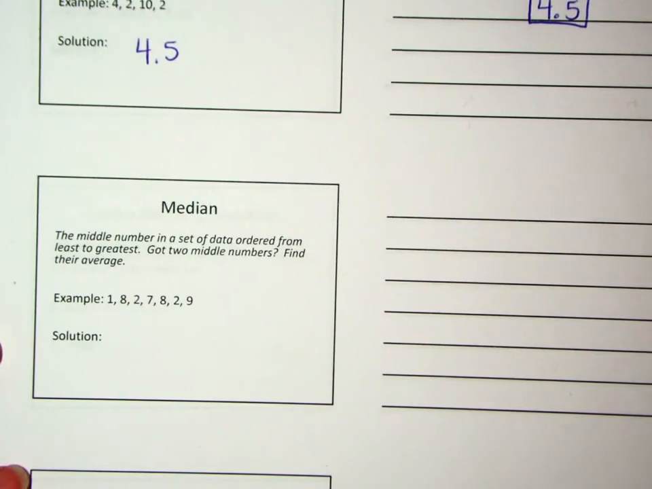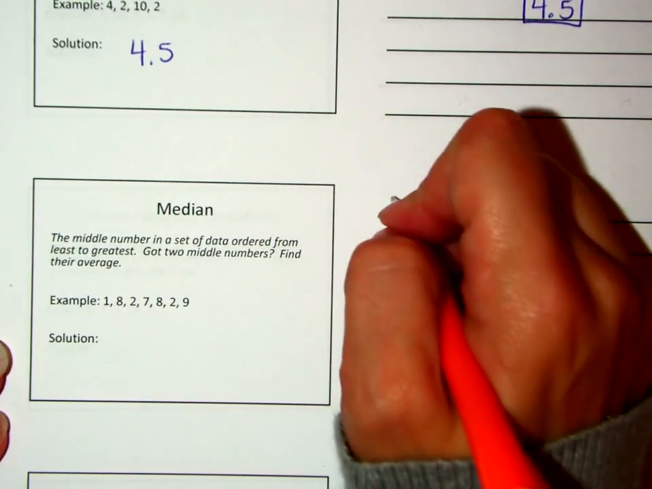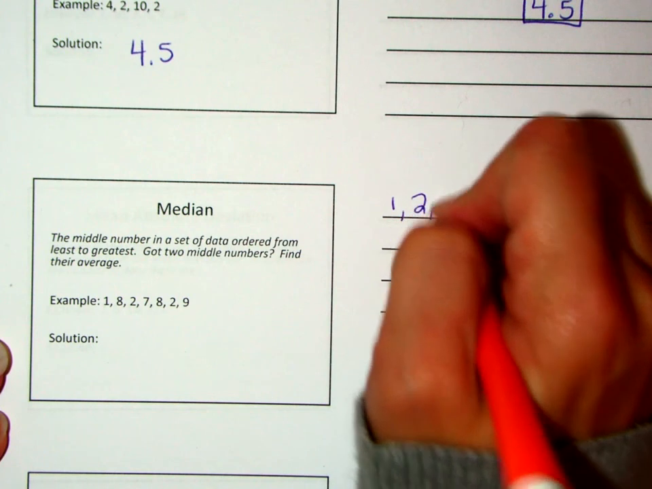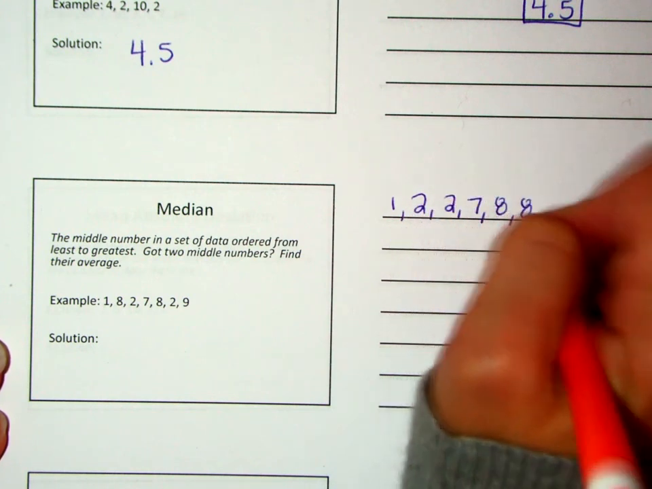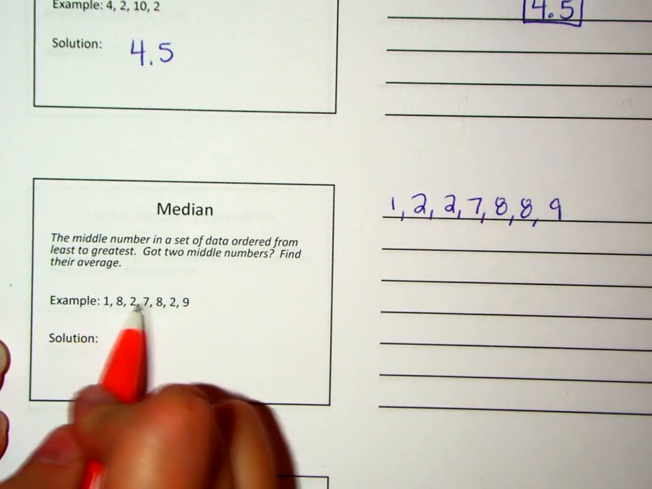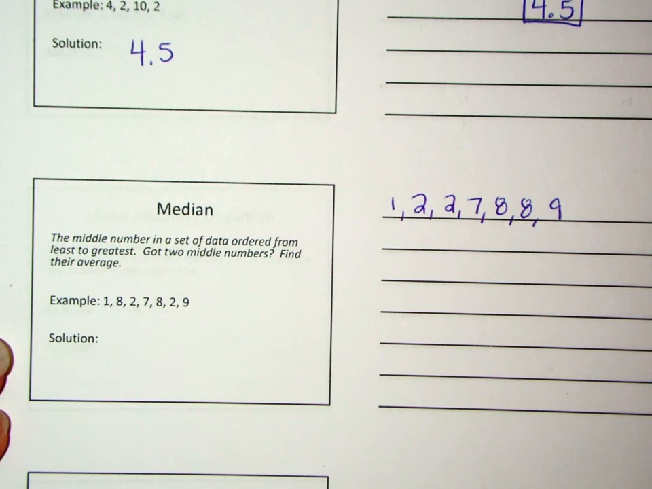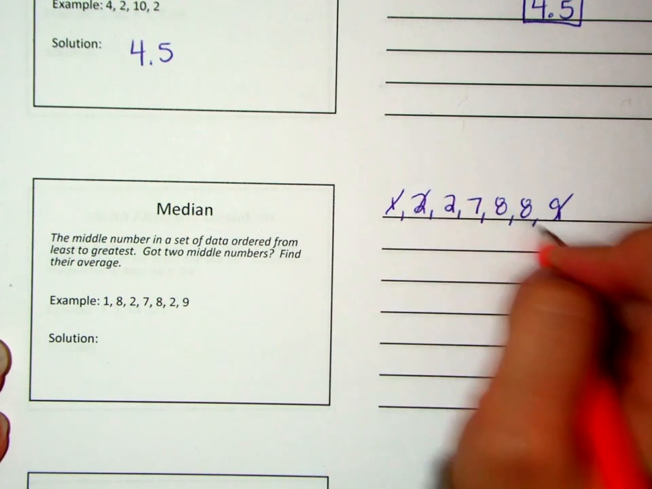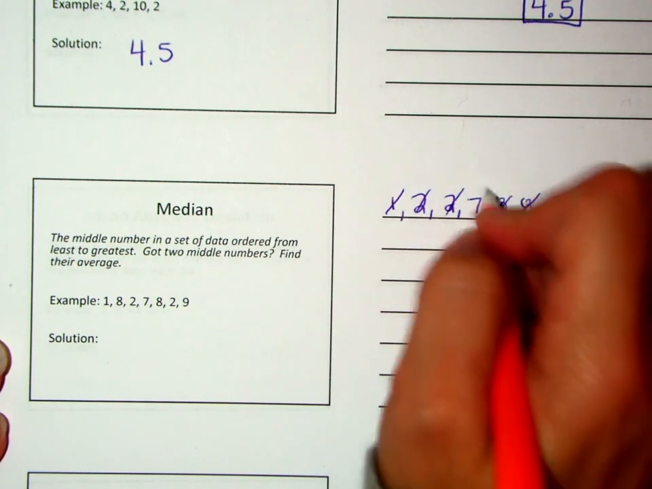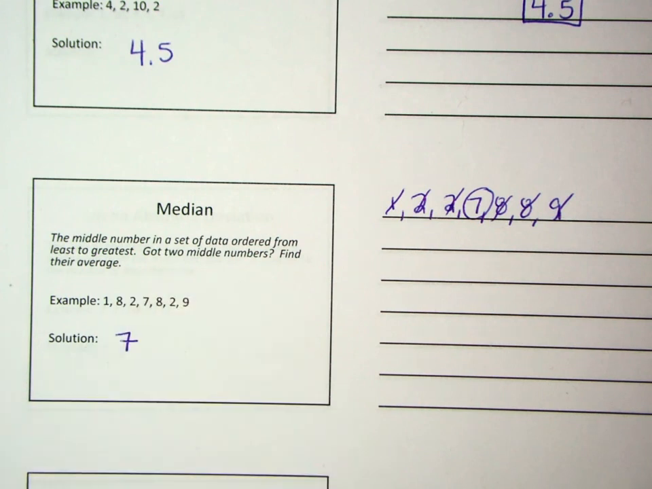Median. When you have the median, you want to put the numbers in numerical order from least to greatest. So we would have 1, 2, 2, 7, 8, 8, 9. Let's see, 1, 2, 3, 4, 5, 6, 7. So you put them in numerical order from least to greatest, and then you want to find the middle number. So 1 goes with 9, 2 goes with 8, 2 goes with 8, and the number in the middle is 7. So the median for this particular set of data is 7.